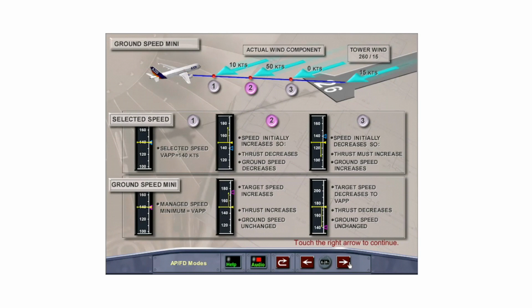However, in the ground speed mini function, the IAS target speed increases, so the thrust increases. The ground speed remains the same. In the third part of the approach, the wind drops off to 0.